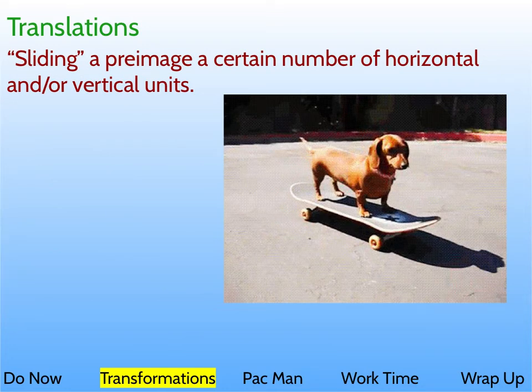Once again, another animated slide that's not animated. All three of them were, actually. And you can picture this one, though. It's just a dog who's sliding around on a skateboard, just gliding straight through. And that's what translations are.